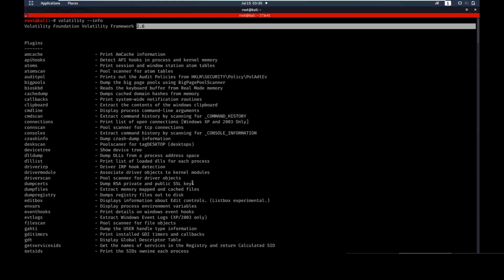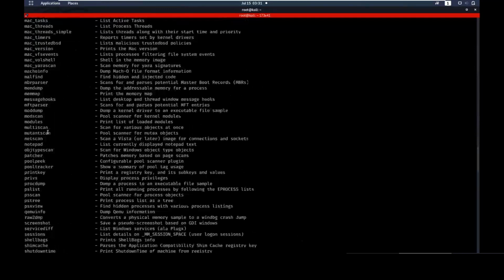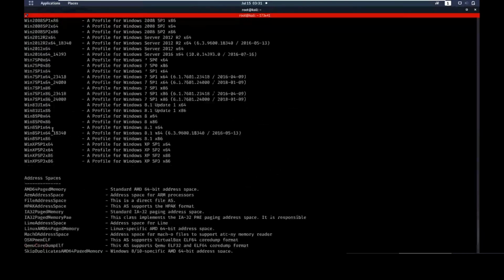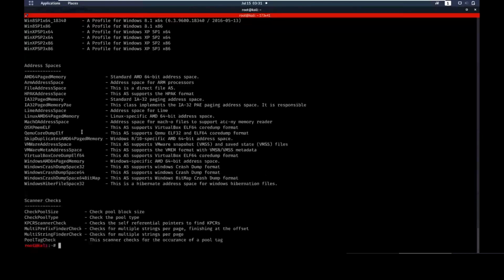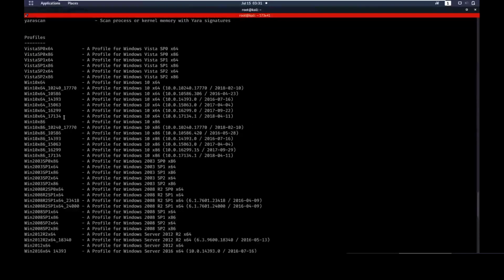Thank you very much. So by checking volatility info, I can see the information about my framework. So we can have the list of the commands that we can run here and the list of the profiles that are supported by this version of the volatility. So just to make sure what this profile is, these are the profiles that tell the volatility which operating system we are dealing with and how it can look for the data.